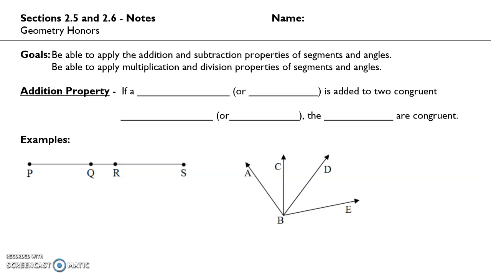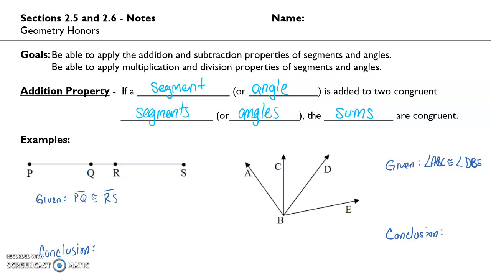We are on to sections 2.5 and 2.6 in our notes. These are going to discuss the addition, subtraction, multiplication, and division properties of both segments and angles. We are going to talk about what the properties state, some theorems, and then how they are used either algebraically or in proofs.